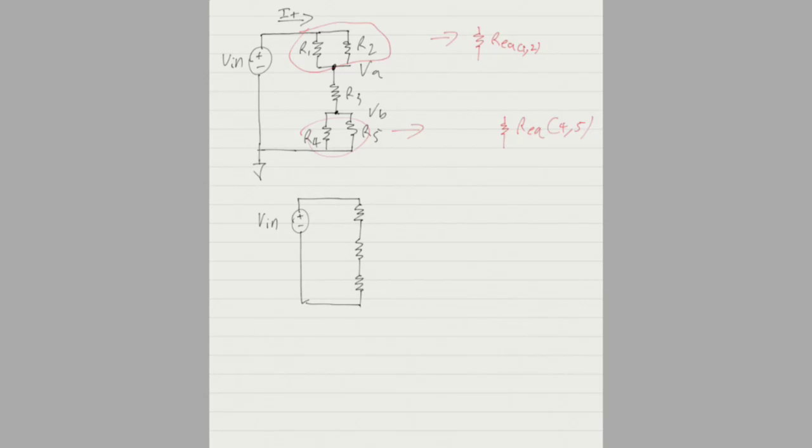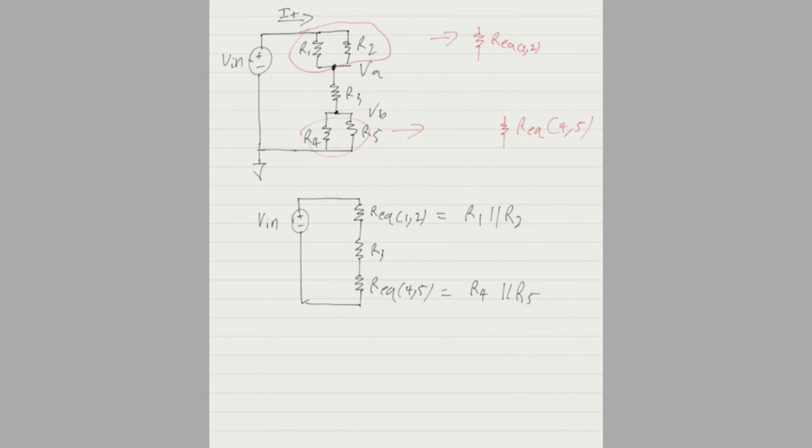So we now have Req 1,2, R3, and Req 4,5. Oh, and because somebody was wondering what Req meant, if it didn't make sense earlier, that just means equivalent resistance. So Req 1,2 is the equivalent resistor formed by substituting resistors 1 and 2 for a single resistor. So this is equal to R1 parallel R2, and this is equal to R4 parallel R5.